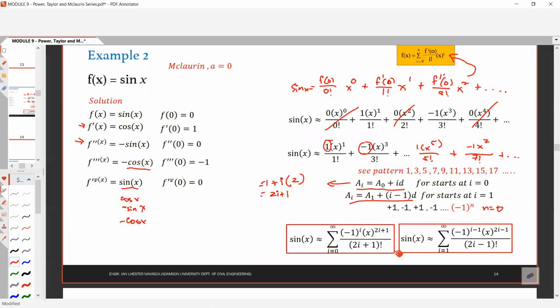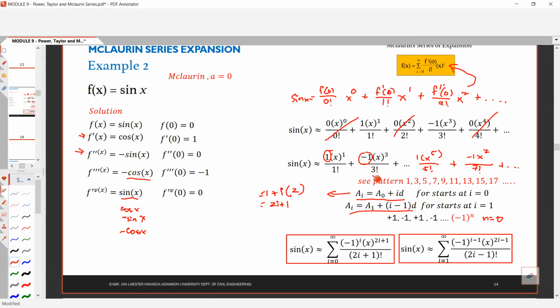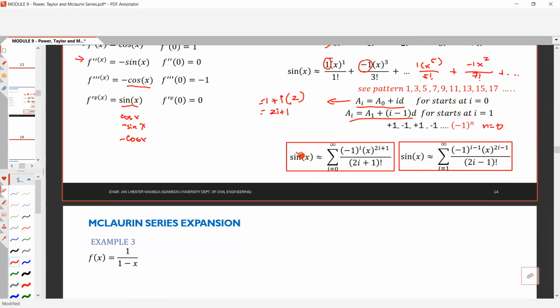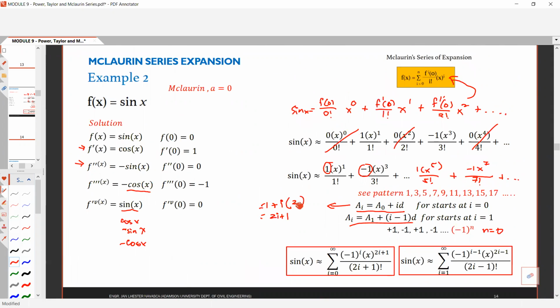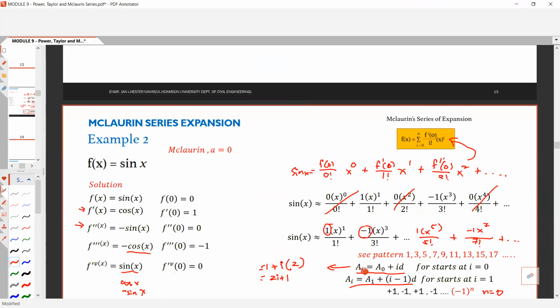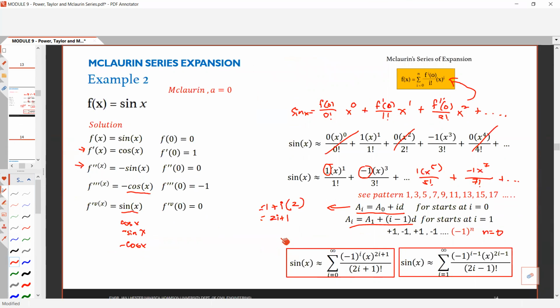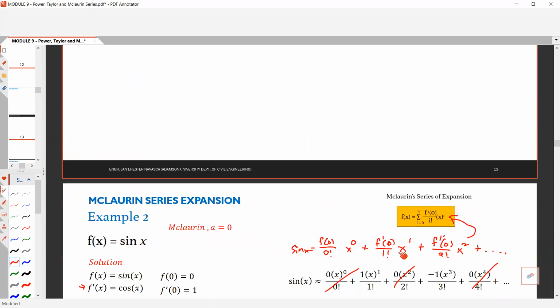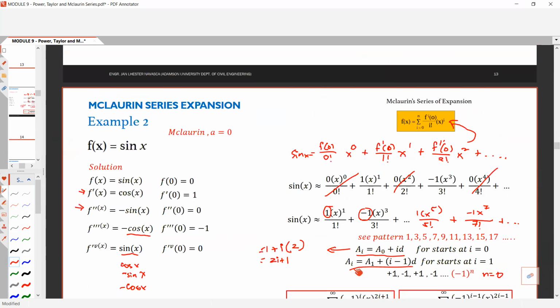Okay, do you have any questions here, class? None po. Okay, sige. I will add this to what you need to memorize. You need to memorize e raised to x and you need to memorize sine of x. That is my advice. You need to memorize the Taylor series expansion for e raised to x and sine of x.